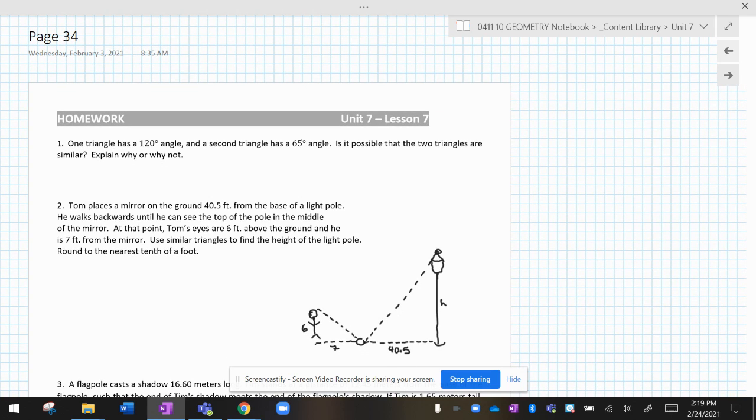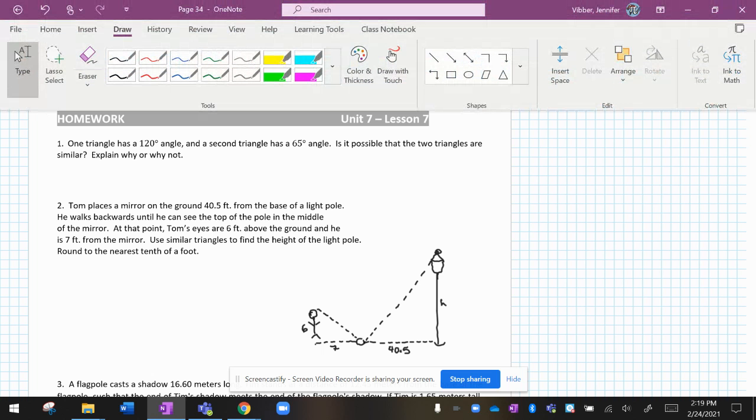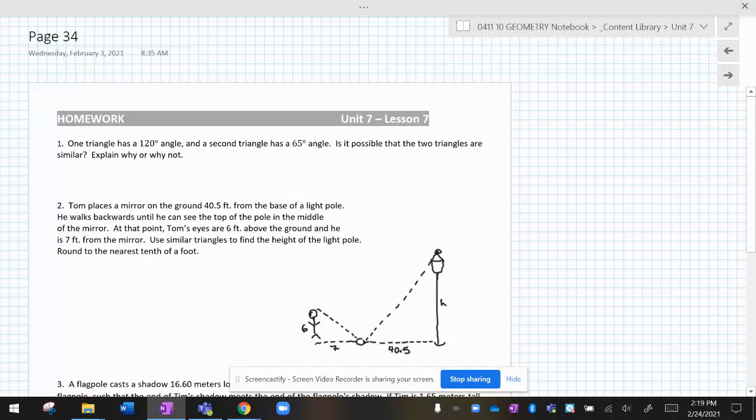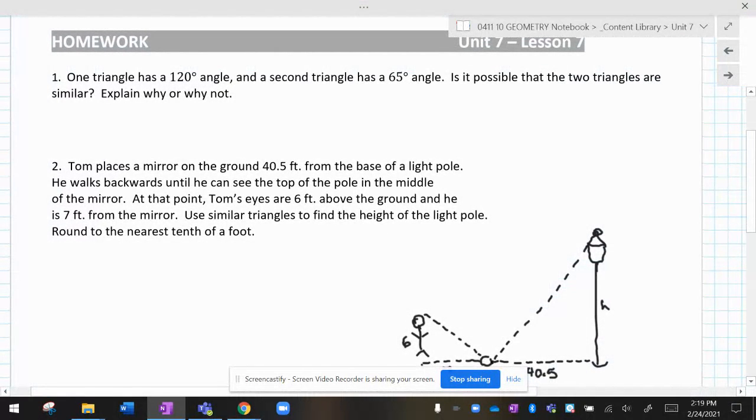Hey there, geometry friends. Because my notes video was so ridiculously long, I wanted to make a homework walkthrough video to show you just how quick these proportions should be for you, all right? So I am going to try to do this homework video. It is 2:19 right now. I am hoping to be done by 2:27, so let's see if I can get this homework done in 8 minutes or less.